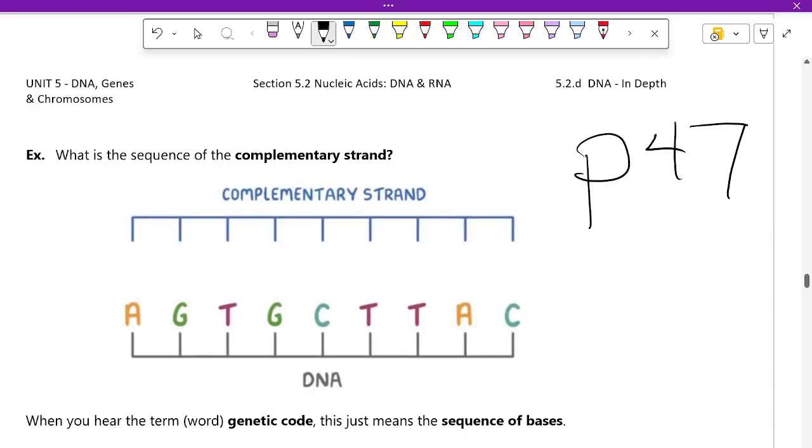Okay, everyone, 5, 4, 3, 2, 1. All right. So we want to find the sequence of the complementary strand. What does the word complementary mean? Complementary means matching. If you're not answering the question, what does complementary mean, then you're not talking. Got it? Okay.